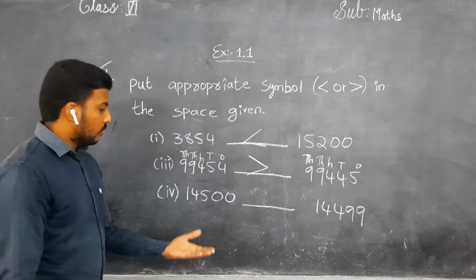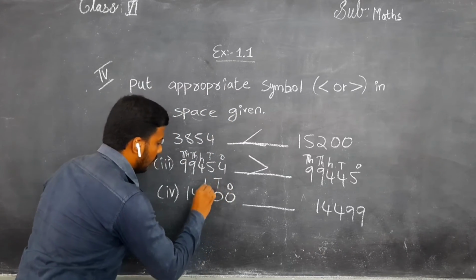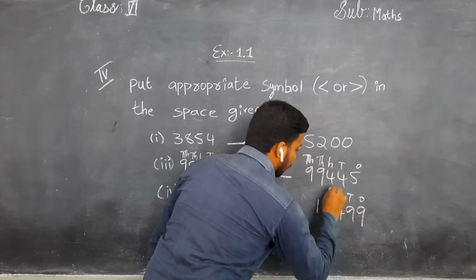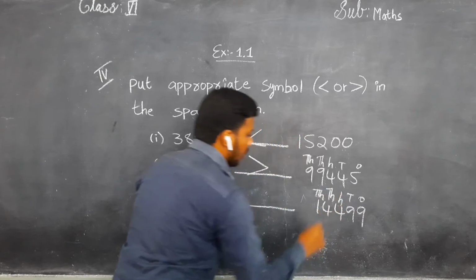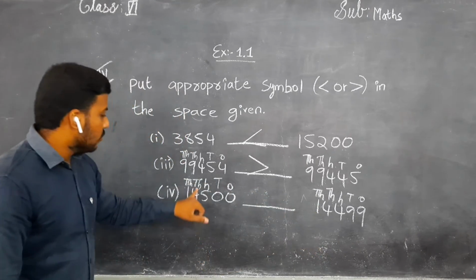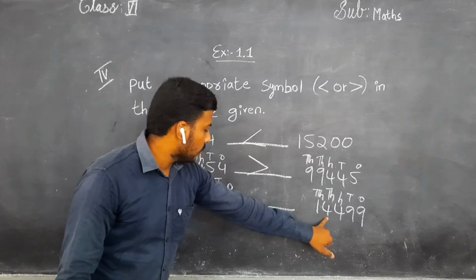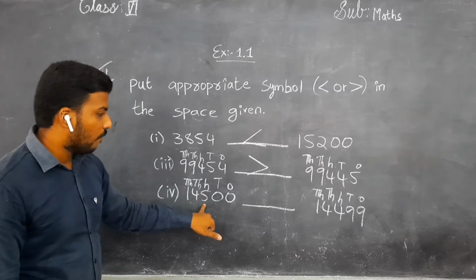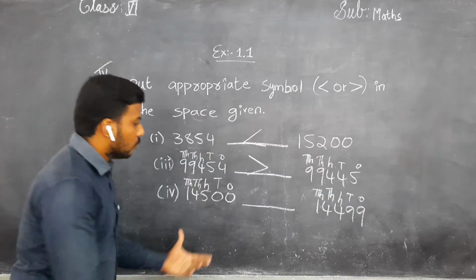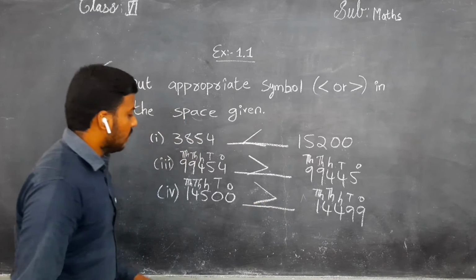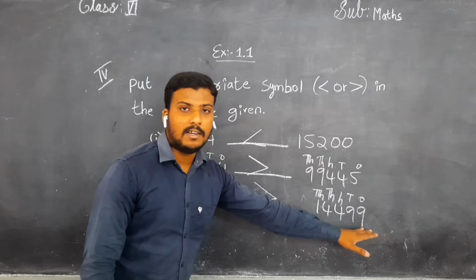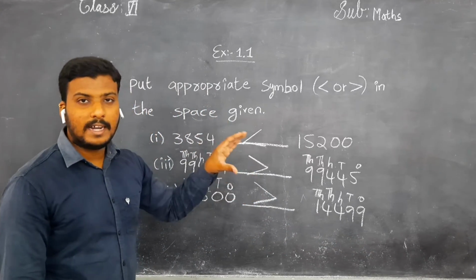Again we have to see the place value system: ones, tens, hundreds, thousands, and 10,000s. See, in the place of 10,000s we have 1, here too we have 1, and in the place of thousands we have 4, here too we have 4. In the place of hundreds we have 5, and here we have the value 4 in the place of hundreds. This is the biggest number, so we have to use the symbol like this. Understand? 14,500 is greater than 14,499. Okay, this symbol represents the greatest number.